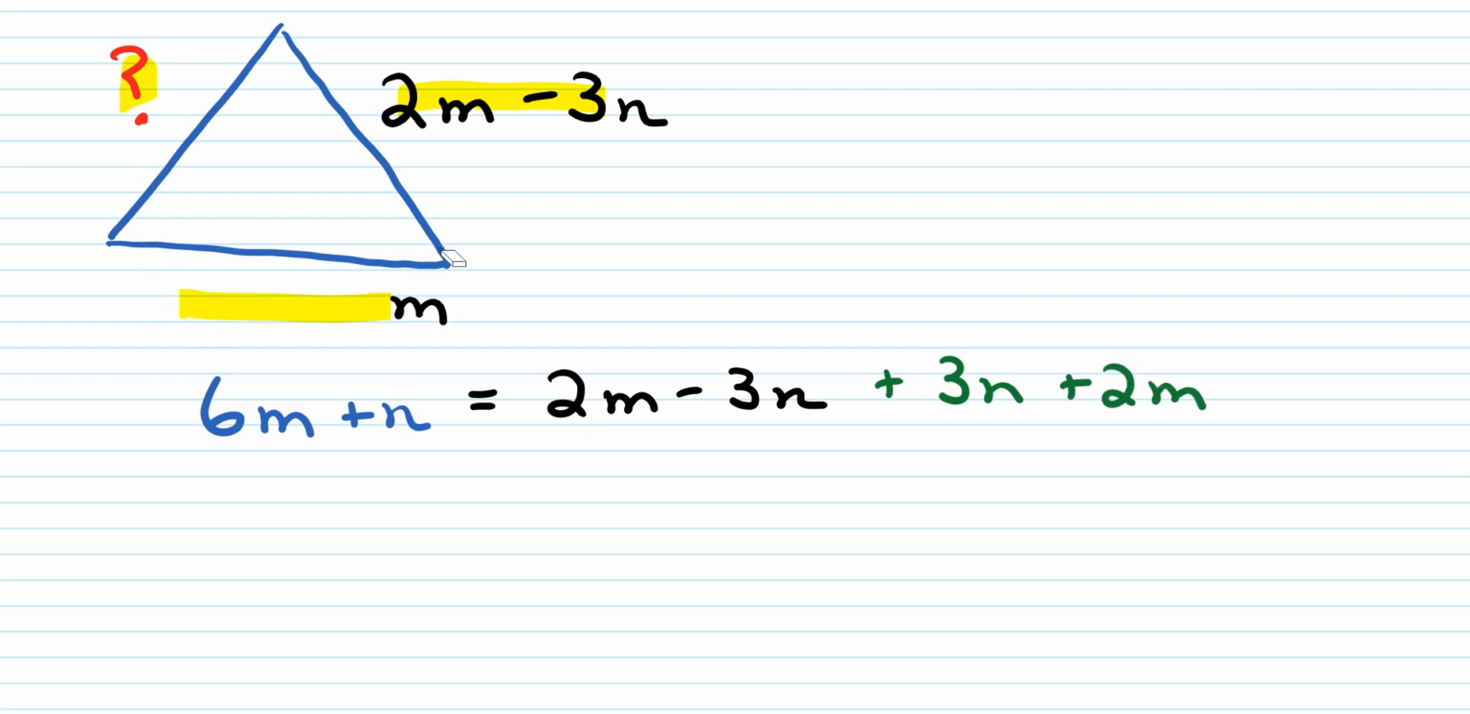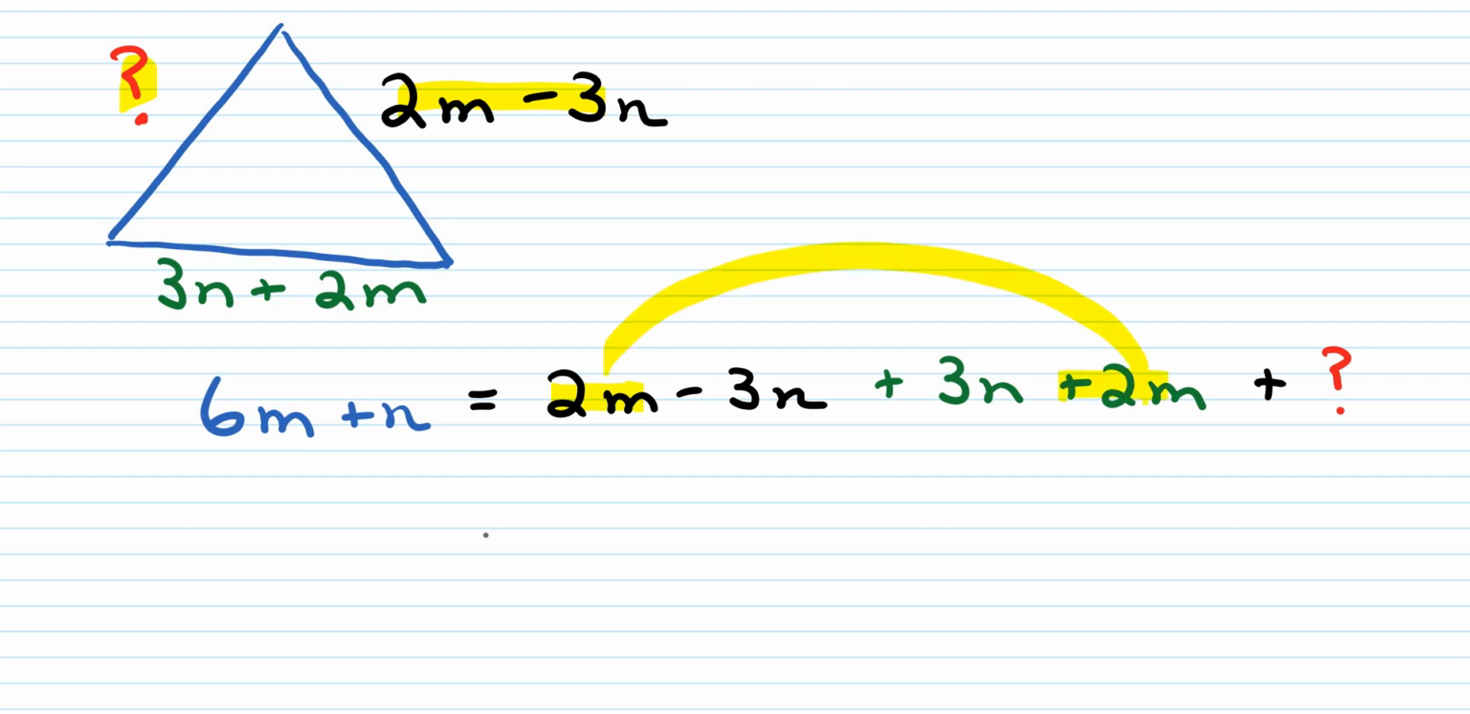So maybe I'll just erase this and put this in green here. So this is 3n plus 2m. And then we have the plus the question mark, right? So we're going to figure out what that third side has to be. Okay, well, let's start collecting like terms here. I have a 2m and a 2m. So if I combine those 2 like terms, I get 4m. And the negative 3n and positive 3n just cancel off, giving me the plus question mark left, and I have the 6m plus n on the left-hand side there.